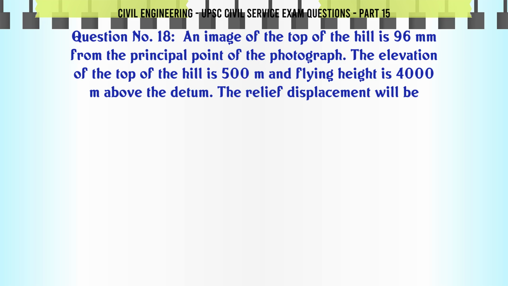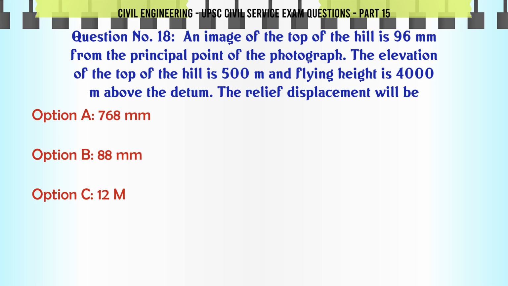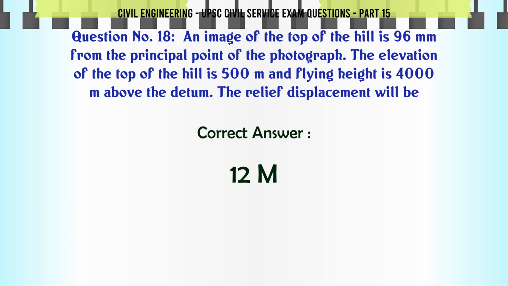An image of the top of the hill is 96 mm from the principal point of the photograph. The elevation of the top of the hill is 500 m and flying height is 4000 m above the datum. The relief displacement will be: A. 768 mm, B. 88 mm, C. 12 m, D. 8 mm. The correct answer is 12 m.